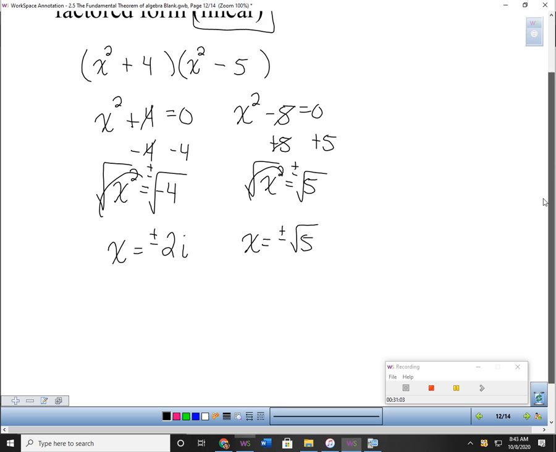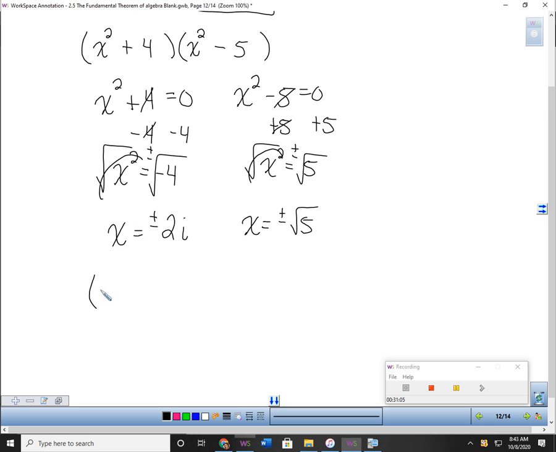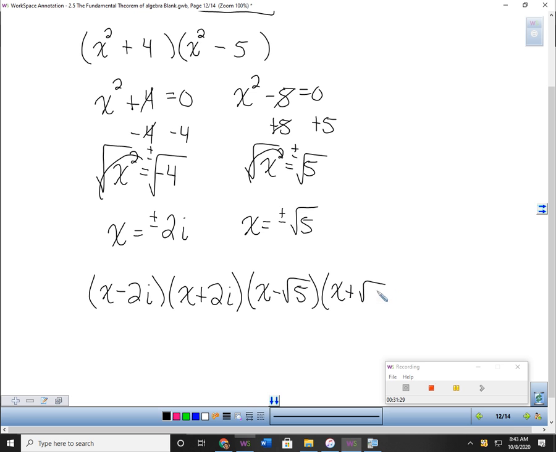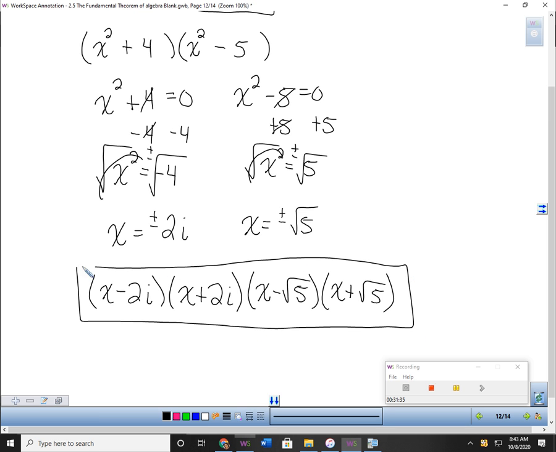So now I'm going to do what we've been doing and just write them as factors. So I have x minus 2i, x plus 2i, and then same thing with your roots. So for the positive root, you would have x minus the square root of 5, and for the negative root, x plus the square root of 5. And now I have 1, 2, 3, 4 factors, and they all have x to the first, so they're all linear.